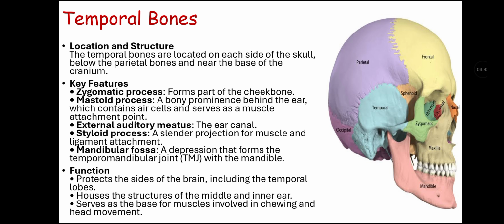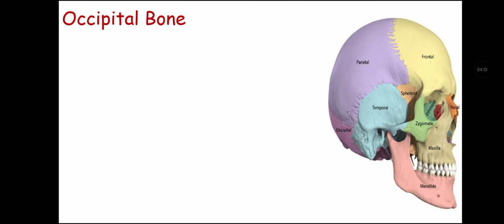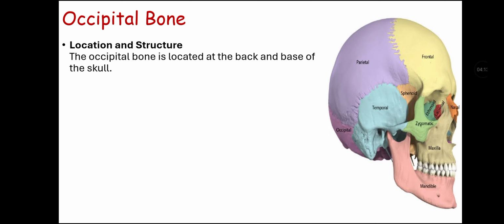Next, let's talk about the functions of temporal bone. First, they protect the sides of brain including the temporal lobes. Second, they house the structure of the middle and inner ear. Third, they serve as a base for muscles involved in chewing and head movement. Now let's talk about next bone, that is occipital bone. Here at the diagram you can see the pink color bone just behind the parietal bone and temporal bone is the occipital bone. It is unpaired bone, that means there will be one occipital bone in every skull.